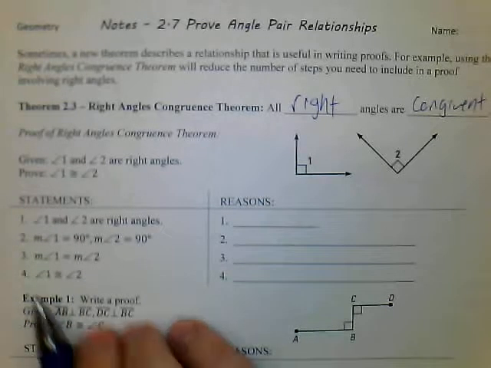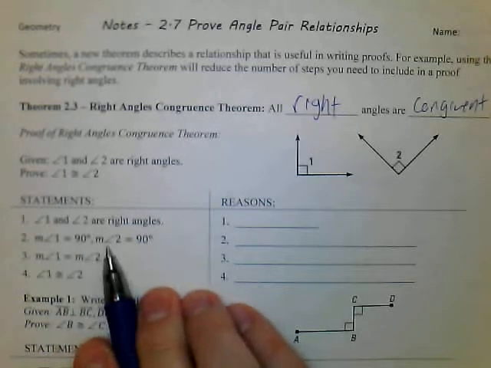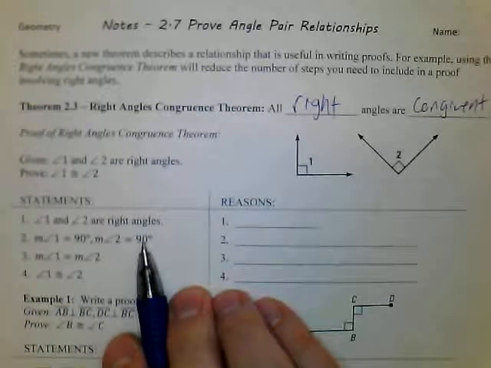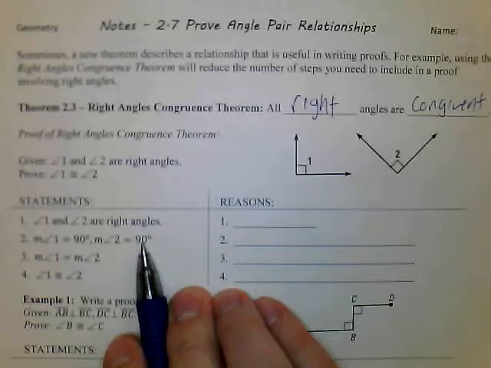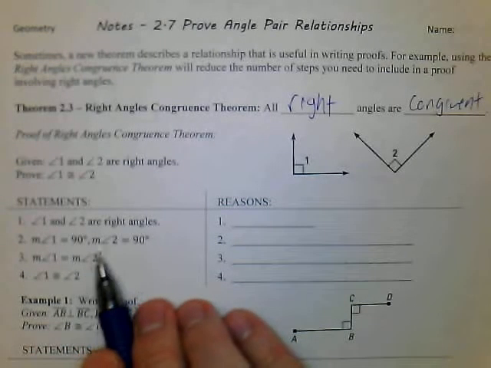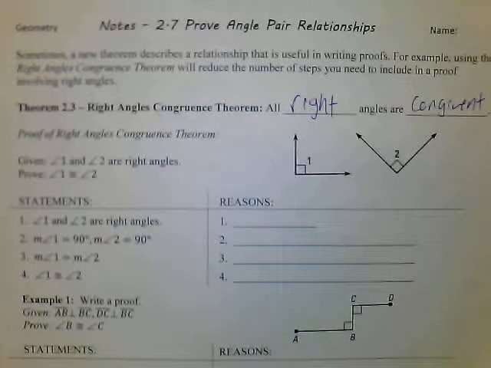We were given that. Then it says that the measure of angle 1 is equal to 90, and that the measure of angle 2 is also equal to 90. So we know that this is true because both of the angles separately must equal 90 degrees because they're each right angles. Well, if angle 1 and angle 2 are both equal to 90, that means that they must be equal to each other. So the transitive property tells us that if two things are equal to something else, then they must be equal to each other.